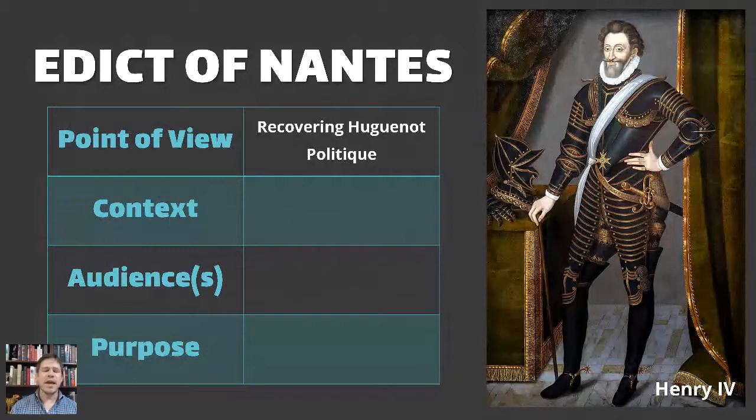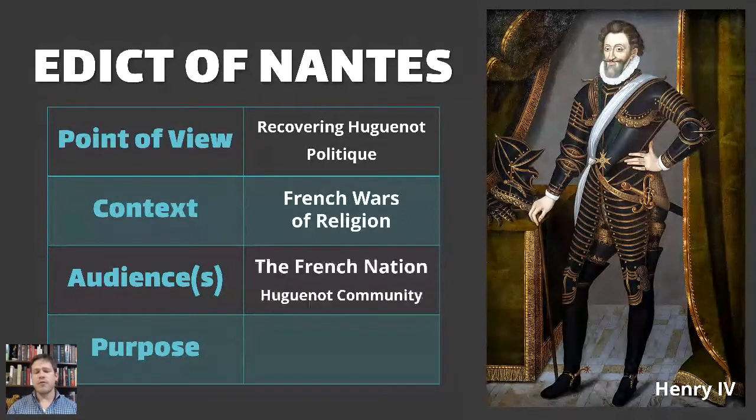So as a politique, Henry is issuing this because he's less concerned about religion and much more concerned about keeping the country together. So the context here is the French wars of religion. And so French people have been killing each other over religion, and this is really kind of his solution to that. Now, he is addressing the French nation, maybe specifically a Huguenot community that feels betrayed by Henry's conversion to Catholicism. Now, the purpose here would be to end bloodshed and civil war.